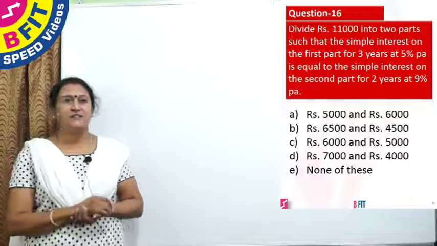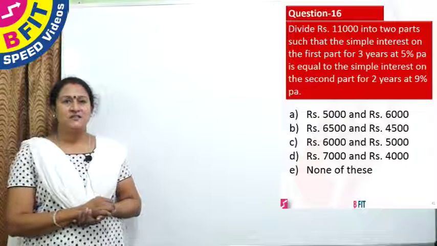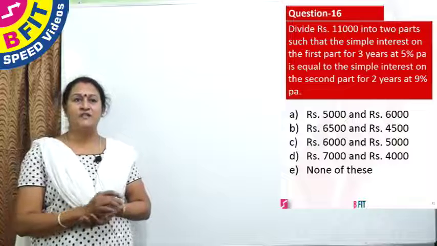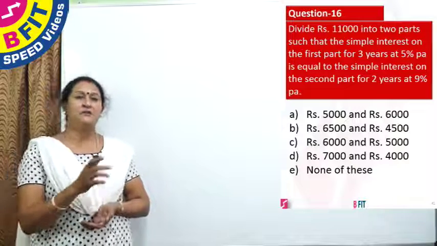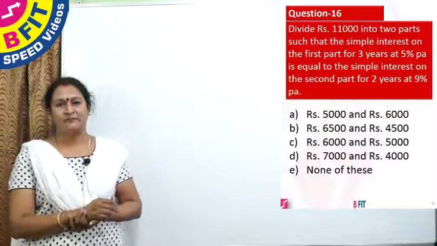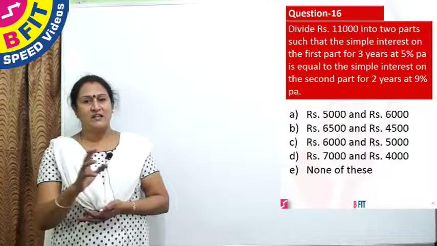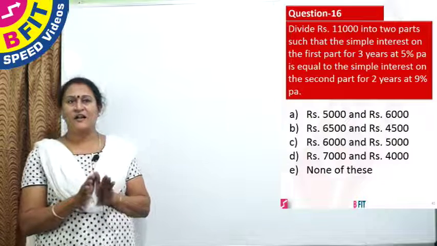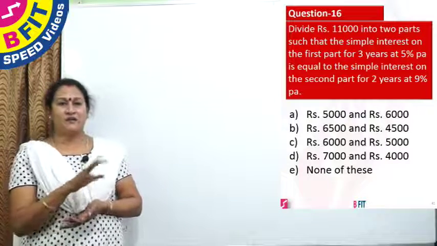The question is, divide rupees 11,000 into two parts such that the simple interest on the first part for 3 years at 5% per annum is equal to the simple interest on the second part for 2 years at 9% per annum. Here the total amount given is 11,000. So we have to divide this into two parts such that interest in both the conditions is the same.